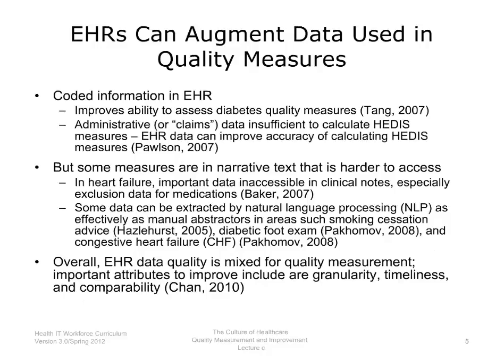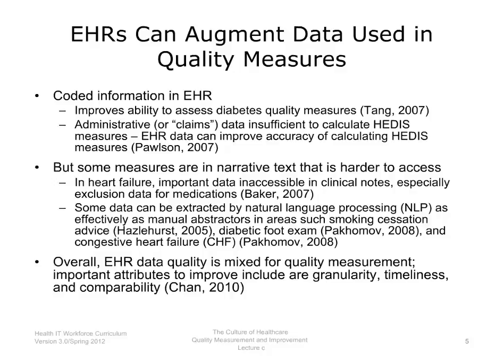Whether or not EHRs are associated with improved quality, it is clear that they can augment the data that is used in quality measures. In fact, it is really almost a requirement. There certainly is great value to the coded information that is in an EHR. One analysis by Tang and colleagues found that an EHR significantly improved the ability to assess diabetes quality measures. In addition, administrative data, sometimes called claims data, alone is insufficient to calculate, for example, HEDIS, or Healthcare Effectiveness Data and Information Set measures. Data from the EHR can improve the accuracy of calculating those HEDIS measures, as well as calculating things such as disease-specific mortality.